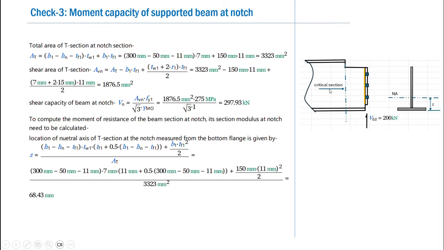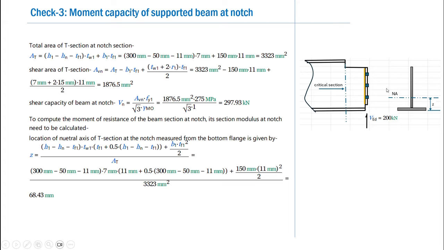So here is shown the supported beam along with the notch, and we know that the applied shear is provided at a distance d from the notch, which means that we need to verify whether the supported beam has sufficient moment of resistance at this critical section of notch.